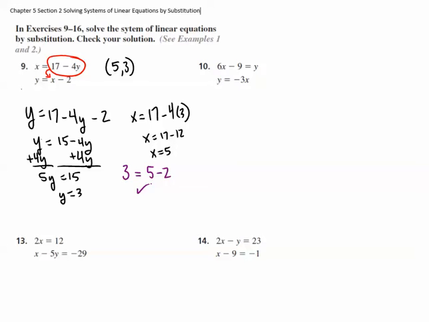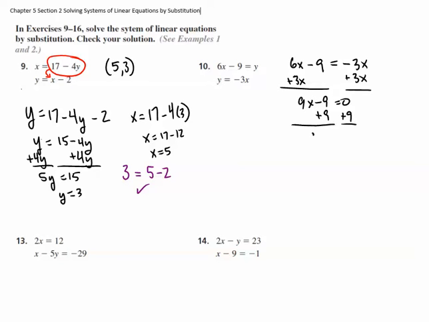In the next equation, both of them are equal to y, so in this case it would be the same as really just setting the two equations equal to each other. When we do, we get that type of equation that has x on both sides. We're simply going to add 3x to both sides. When we do, we get 9x minus 9 is 0. Add 9 to both sides, and we get 9x is equal to 9. 9 times what is 9? 9 times 1 is 9.